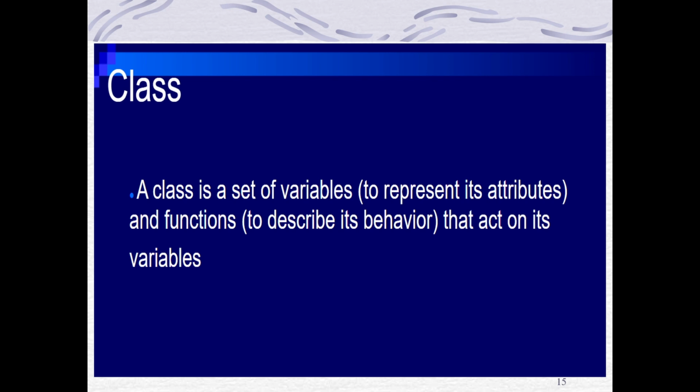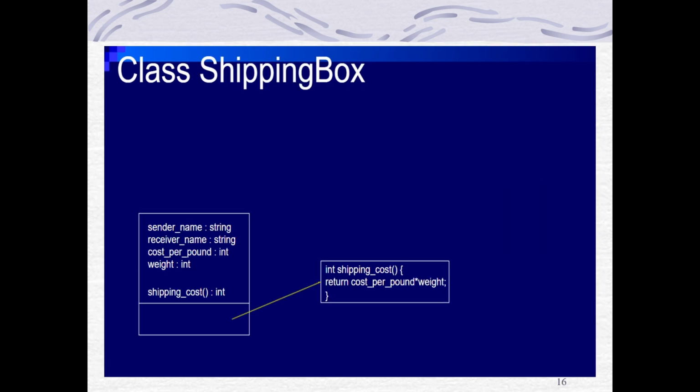Now we are going to see the definition of a class. A class is a set of variables and functions that act on its variables. Here is one example, the shipping box. It contains a set of attributes: name, which we are considering as a string, receiver name and cost, which we are going to declare as integer, and weight, and shipping cost is a method. Here we are going to calculate the shipping cost. That is the behavior or action taken by this class.